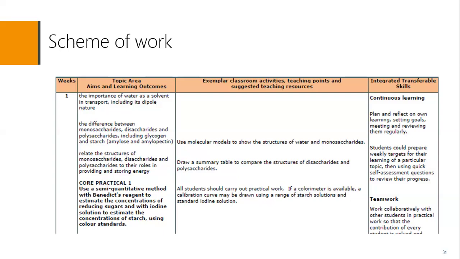The scheme of work is organised in weeks, 34 in the IAS year and 33 in the IA2. For each week, a topic area with aims and objectives is identified. Then the next column provides ideas that might help you deliver the topic. These might be examples of classroom activities or teaching resources. And then the final right-hand column identifies how the students may acquire and demonstrate transferable skills.